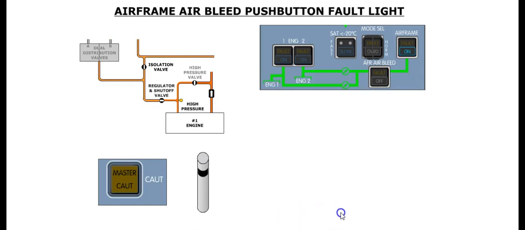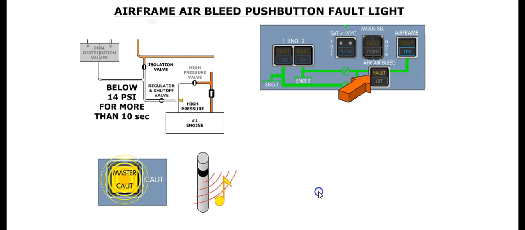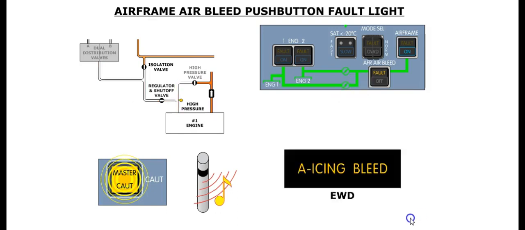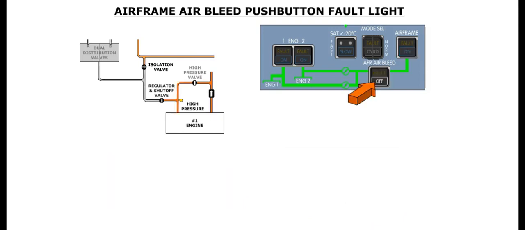The fail caption illuminates amber and the FWS is activated when the air pressure downstream of the de-ice valves is below 14 psi for more than 10 seconds, or when the air temperature of the bleed air upstream of the de-ice valves exceeds 230 degrees Celsius. The fail caption is extinguished when the airframe air bleed push button is selected out. If the fail caption illuminates, both master caution lights will flash, a single chime will sound, and the amber anti-icing bleed message is displayed on the EWD.